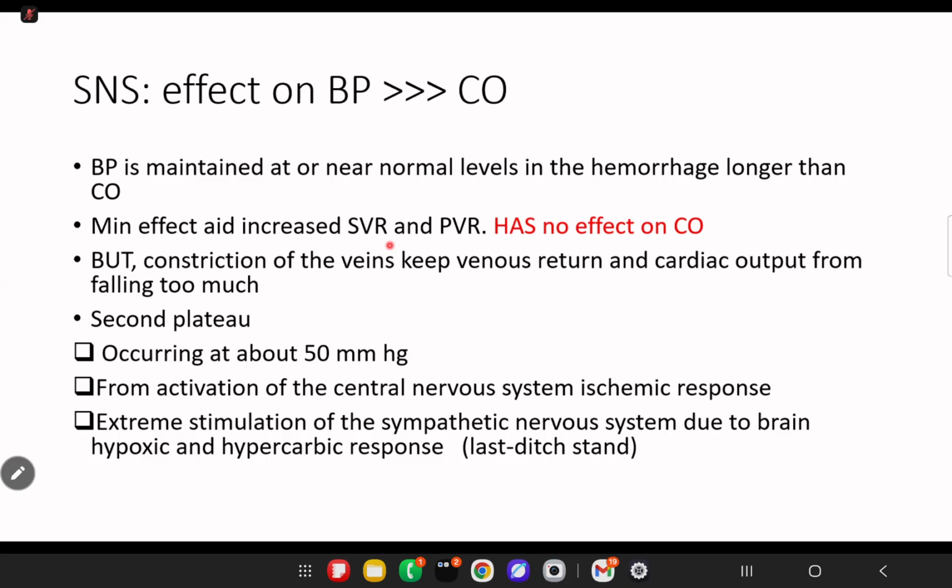Now, I talked about the second plateau, which I showed you at about 50% of your cardiac output and your blood pressure. That's called the second plateau, which occurs at about 50 millimeters mercury pressure. This is basically because now your brain is not being perfused. So it's called the central nervous system ischemic response. The central nervous system ischemic response floods the body with large amounts of catecholamines, basically induced by hypoxia and hypercarbia of the brain. And it is called the last ditch stand.